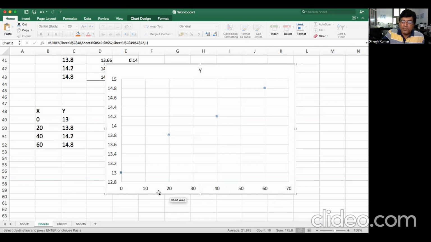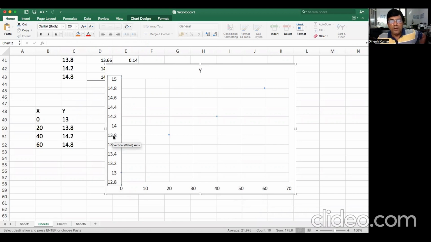You can change this also. You can change this interval. You can change the minimum value. You can start with 0, 20, 40, anything you can do. Similarly, you can manipulate the y-axis also. You can change the interval also. Suppose here 12.8 to 13, so here the gap is 0.2. So you can make it 0.4, 0.8 simply by making alterations in the y-axis. Similarly, you can do it in the x-axis.